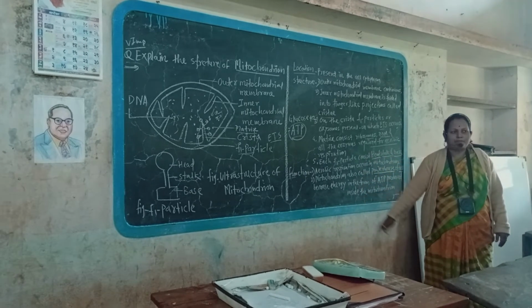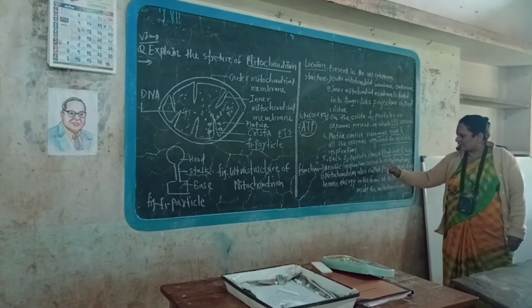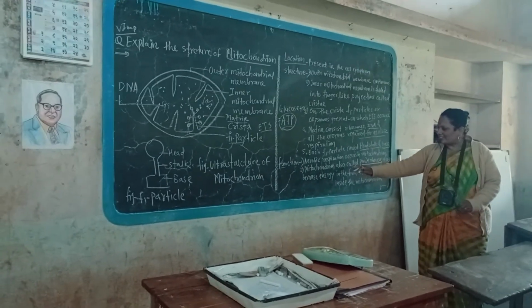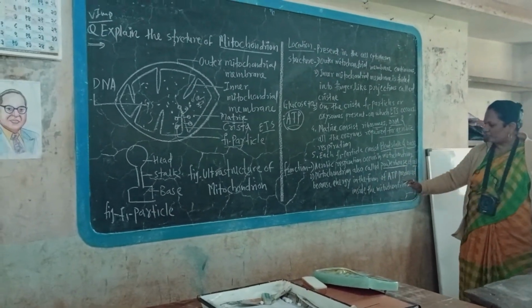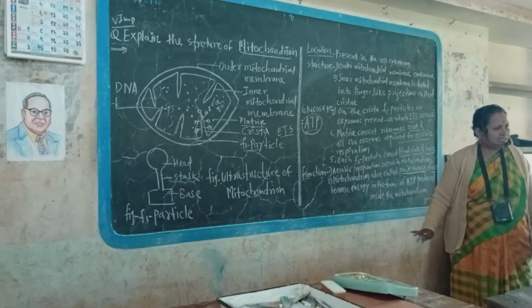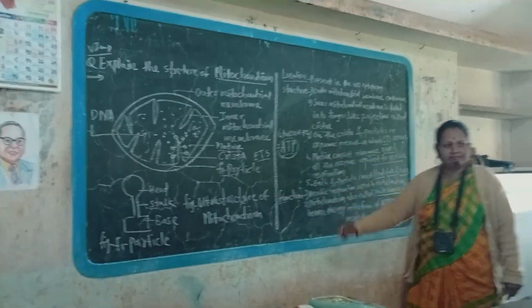What is the function of mitochondrion? Aerobic respiration occurs in the mitochondria. Mitochondria is also called the powerhouse of the cell because energy in the form of ATP is produced inside the mitochondria. Is it clear to you? Location, structure and function. Okay.